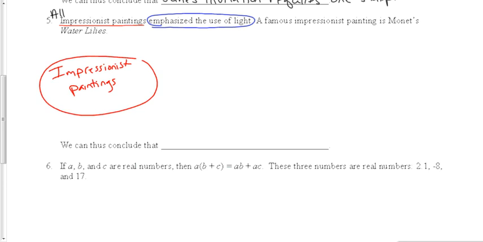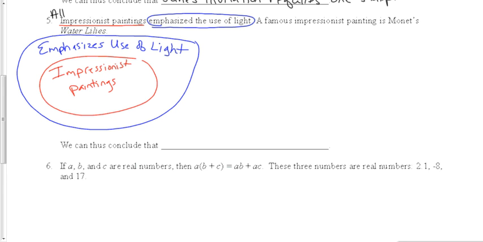So all of my impressionist paintings must be inside the circle that emphasizes the use of light. So that's my general Venn diagram for that first statement. Next, I need to speak specifically about this. A famous impressionist painting is Monet's Water Lilies.